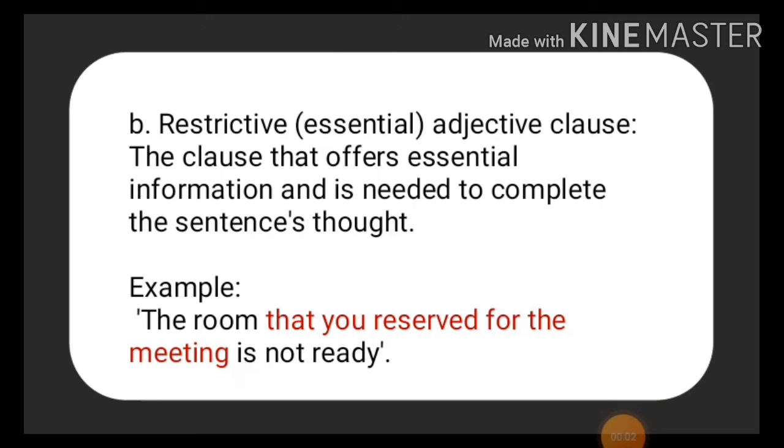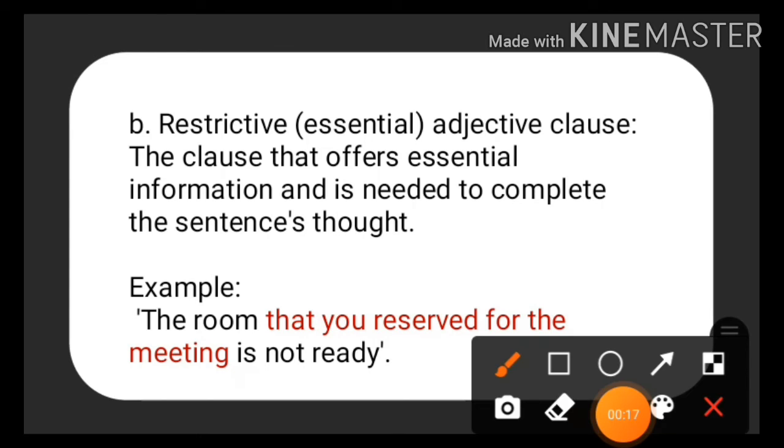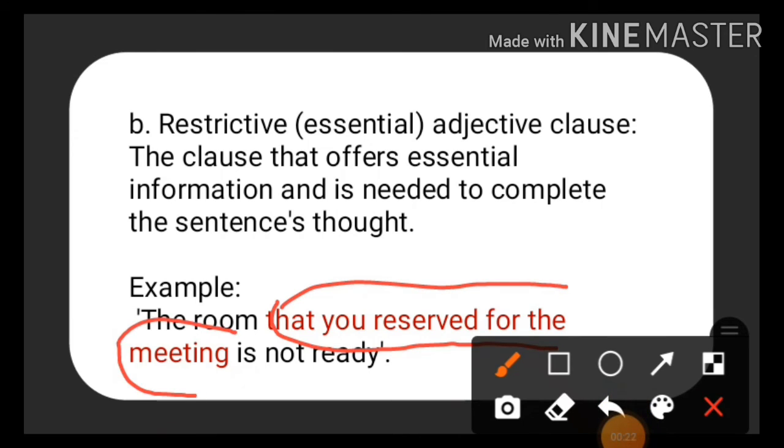Okay, to make you understand more, let's take a look at the example below. The room that you reserved for the meeting is not ready. Nah, di sini restrictive adjective clause-nya itu adalah that you reserved for the meeting. Ini fungsinya sebagai restrictive adjective clause. Mengapa dia dikatakan essential atau penting? Karena dia itu dibutuhkan dalam kalimat ini untuk melengkapi kalimatnya, melengkapi ide dari kalimat itu.